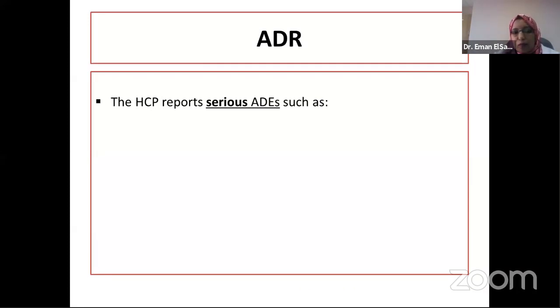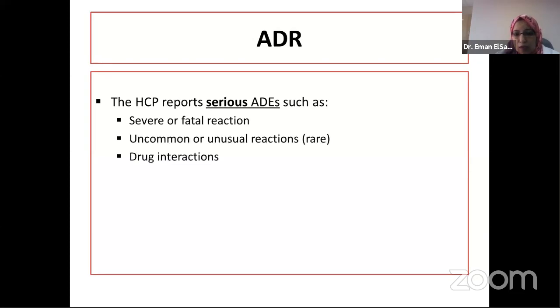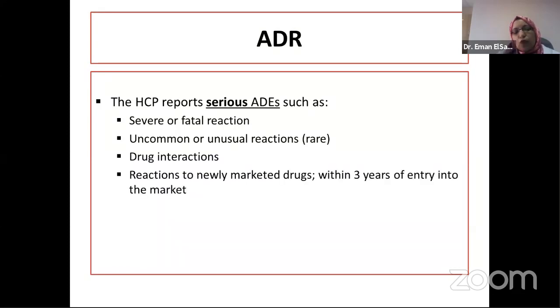Healthcare providers will report serious adverse drug events, severe or fatal, uncommon or unusual, drug interactions, and reactions to newly marketed drugs within 3 years of entry into the market. Actually, ADR is a rich area for research, especially for new medication. There are case reports of some ADRs. After that, they do research and collect data to calculate the percentage of ADR for this medication.